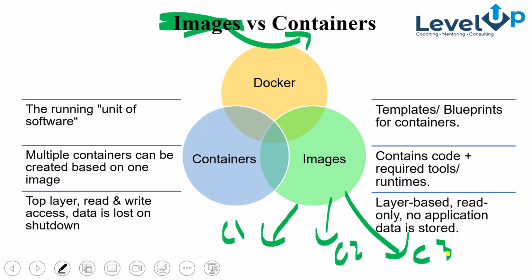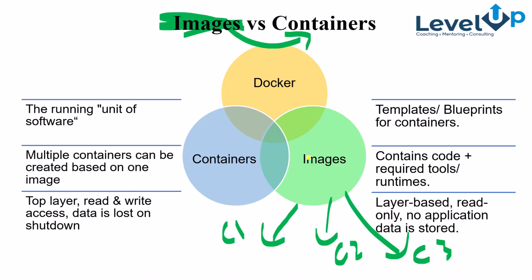Now, what does an image contain? An image contains the code plus the required tools for the runtime. It is layer based, and the image is read only. No application data is stored in the image, whereas a container is read and write. Image is read only. A container is read and write.